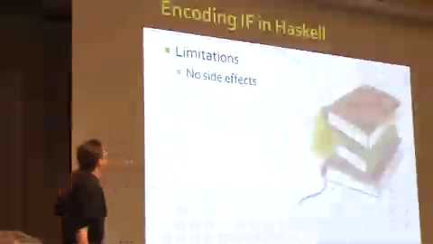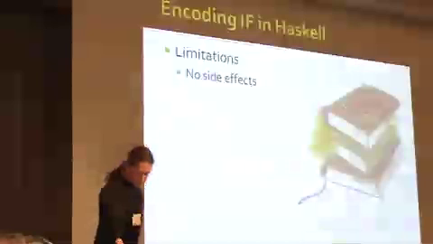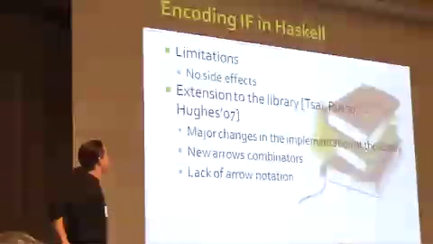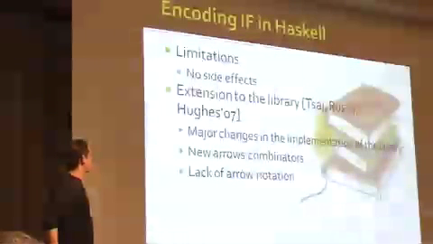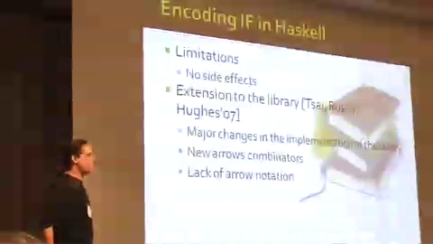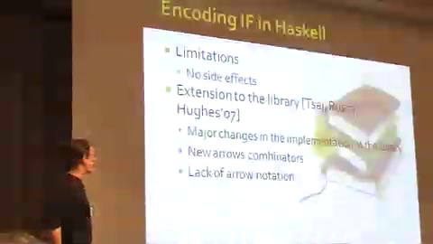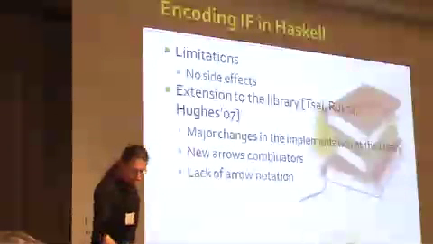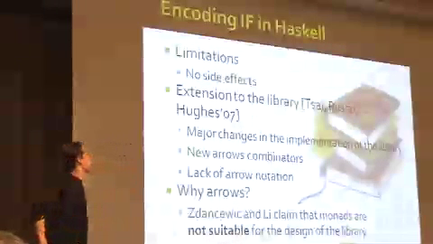Okay, but there were some limitations to their approach. For example, they didn't deal with side effects like file I/O. Actually, there was an extension made at Chalmers, and Alejandro and John were also involved in this. They made major changes in the implementation of the library, and they came up with new arrow combinators that didn't follow the actual arrow standard definition, so they couldn't use the arrow notation. But they solved some of the problems, and the focus was a little bit different. So that was, of course, a disadvantage.